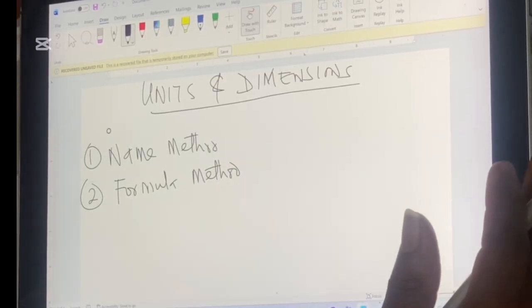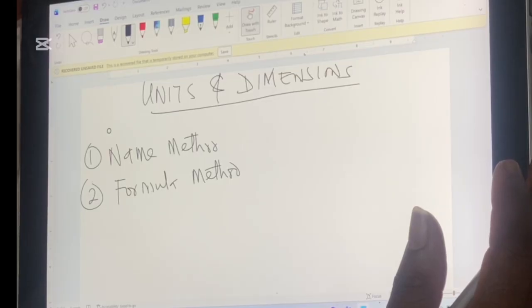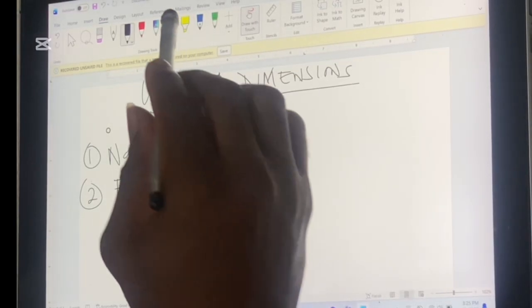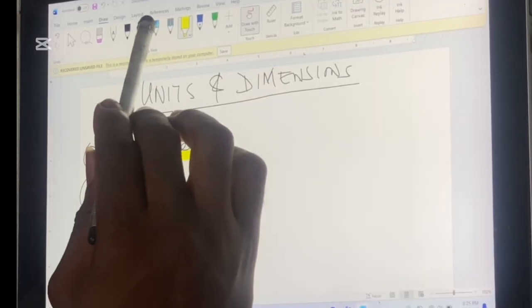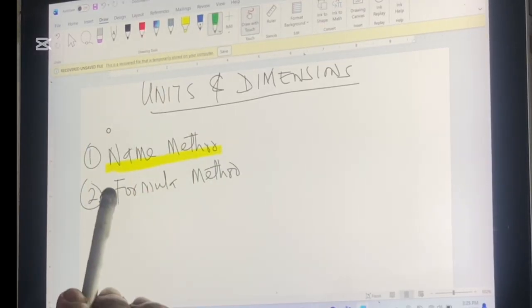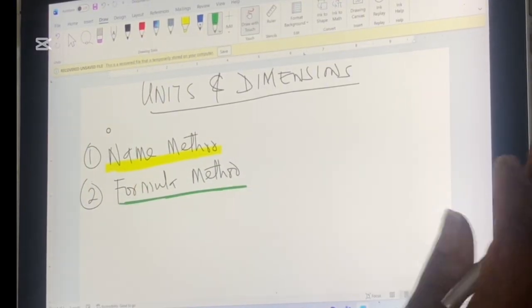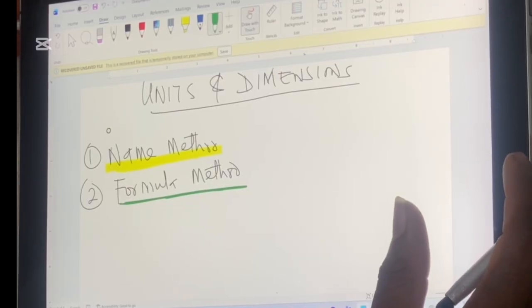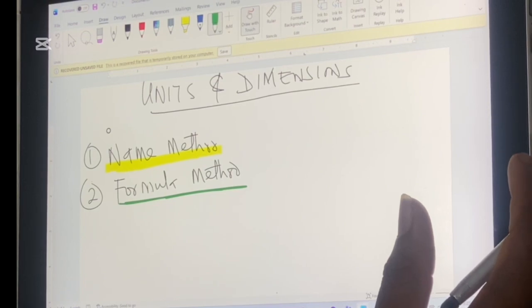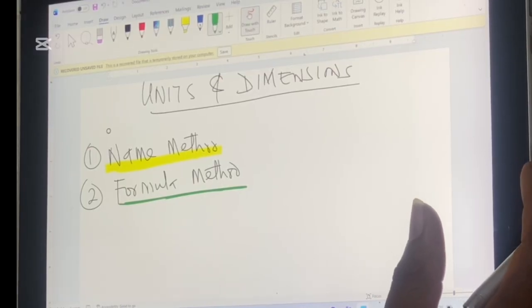Let me recap myself again. Units can be expressed in two ways. The first one here is name method. The second one here is formula method. So let's understand name method and also understand the formula method. And after then, we know the best method that can be used. Okay. Now please write name method.